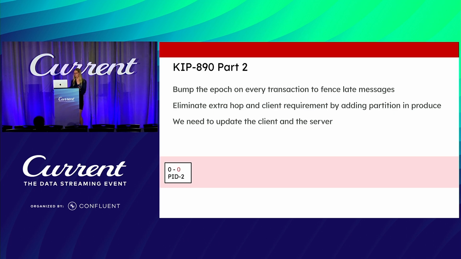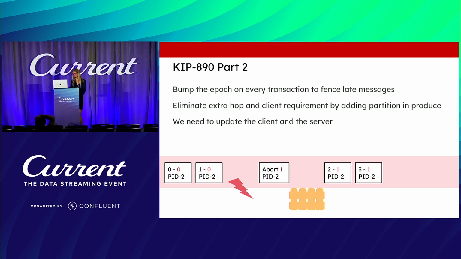So now, if we look at our example, I'm going to include the epoch in the records as well. This first transaction will be epoch 0. We see our fault. And then when we abort, we're going to bump that epoch so now it's 1. And then when that late message comes in and it has epoch 0, it's fenced. It's not able to get to the partition because it's the last epoch. And we will correctly write the records we want to write to this transaction and commit it.